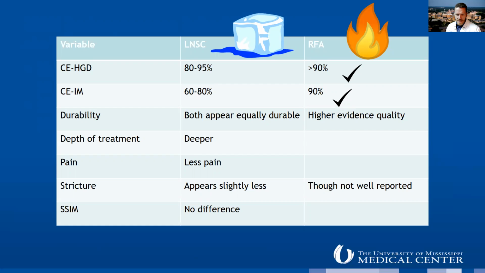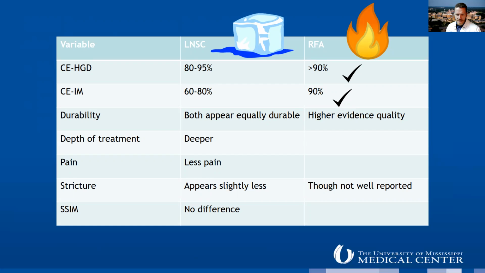Similarly with intestinal metaplasia, I think that regardless of the quality of the data, it does seem that RFA has a slightly higher rate of elimination of intestinal metaplasia. We know that from a durability standpoint, they're both durable from the data that we have available, but there's slightly higher quality evidence for RFA.